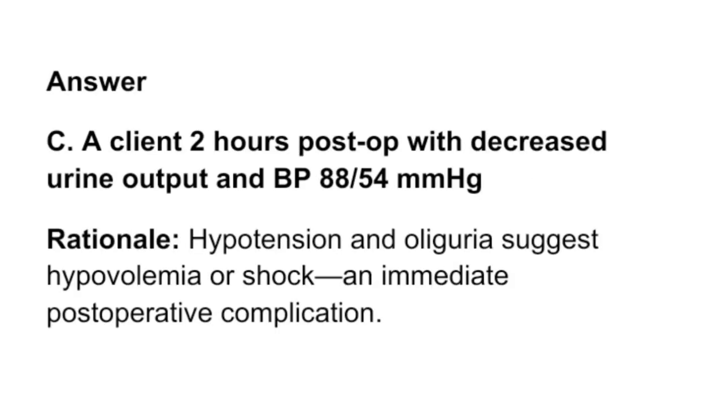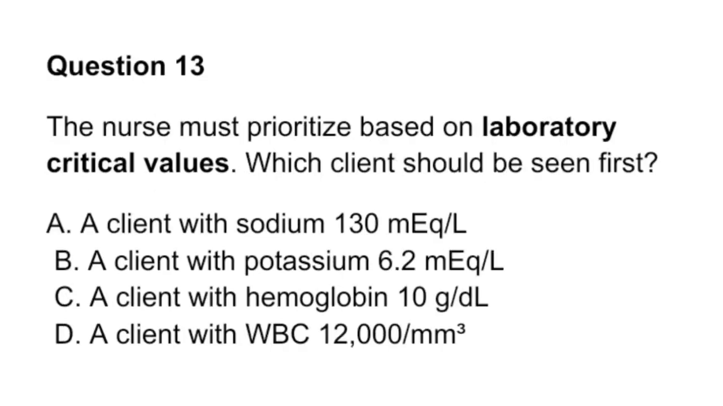Answer: C, a client 2 hours post-op with decreased urine output and BP 88/54 millimeters of mercury. Rationale: hypotension and oliguria suggest hypovolemia or shock, an immediate postoperative complication. Question 13. The nurse must prioritize based on laboratory critical values. Which client should be seen first?